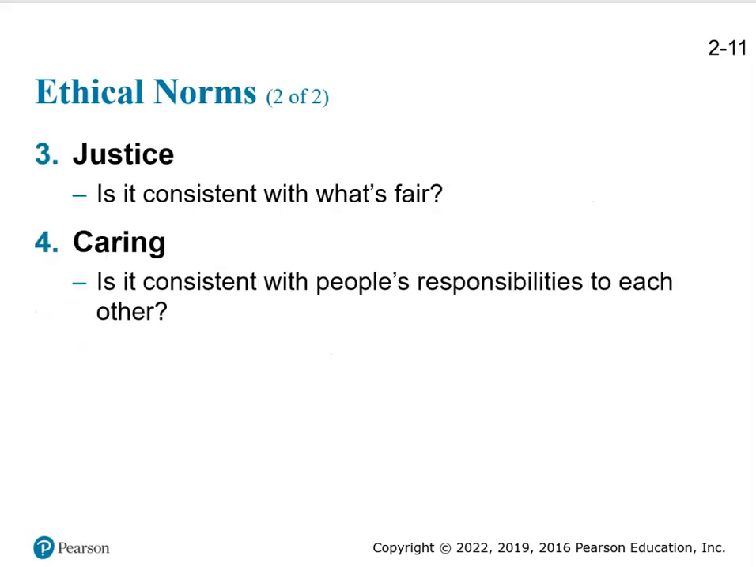Justice, okay, is it consistent with what's fair? So you think about, you have a team working on a project, okay, and not everybody's pulling their weight. We know about that with group projects in school.